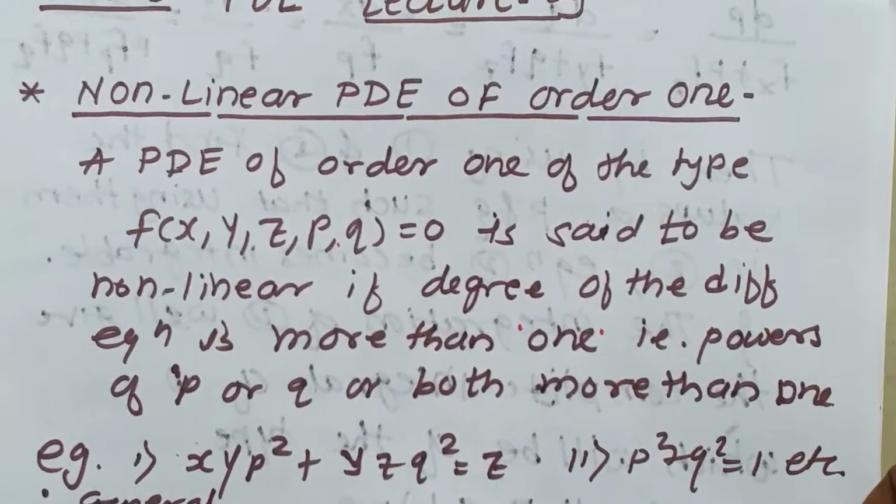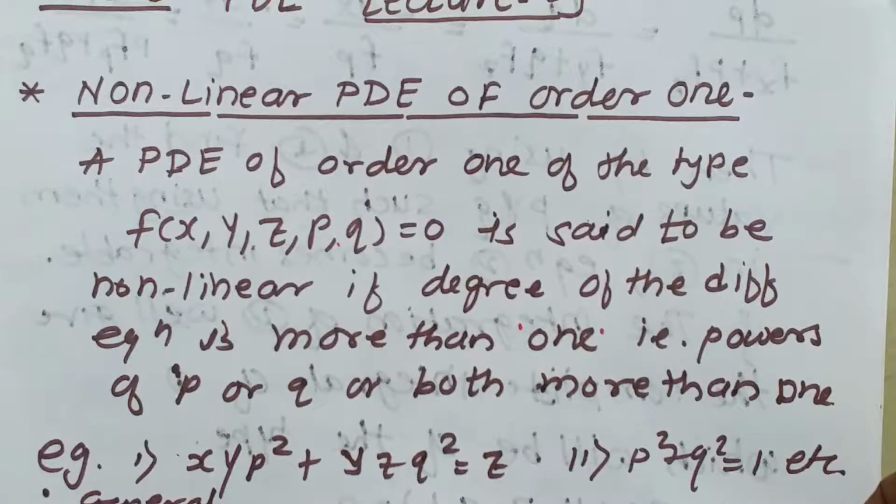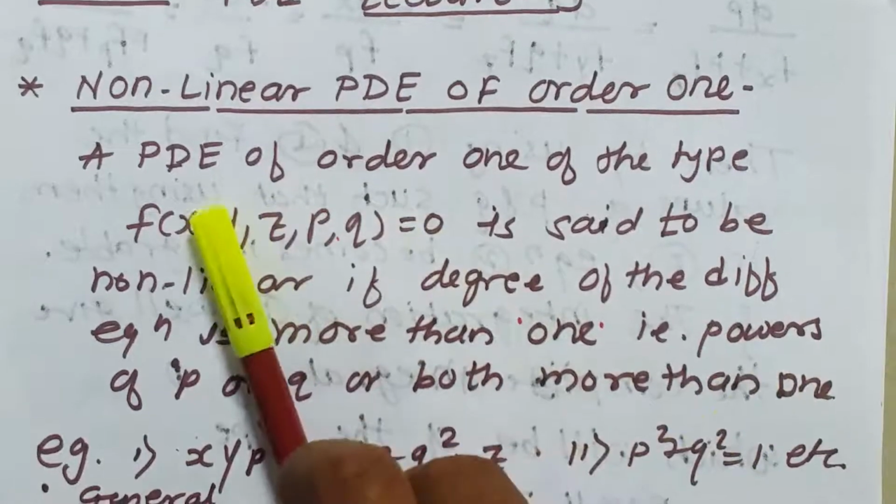For that also we have one method. That method is a general method to solve any nonlinear partial differential equation of order 1, called Charpit's method. So before discussing the method, first we'll discuss what we mean by nonlinear partial differential equation of order 1. Here is the definition I have written.